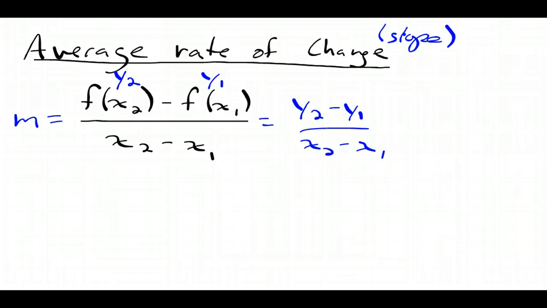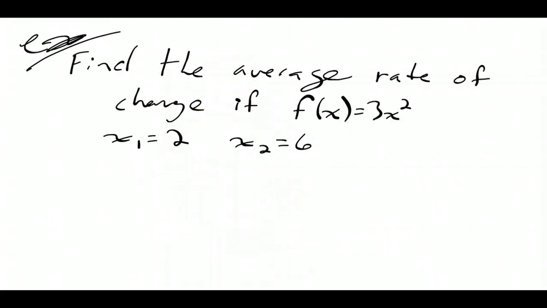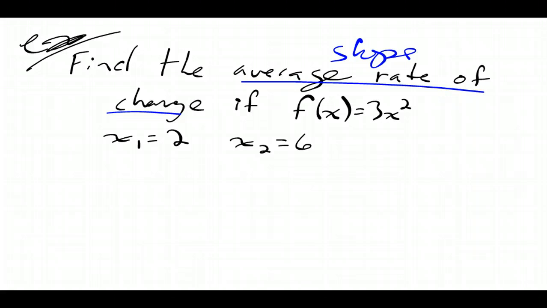So let's look at an example. Find the average rate of change. So the slope. All that means, average rate of change, just slope. Find the slope. If f of x equals 3x squared, x1 is 2, x2 is 6. So these are like points. So I have the point 2 something and 6 something, and all I'm doing is finding the slope between 2 points. You've done this before.